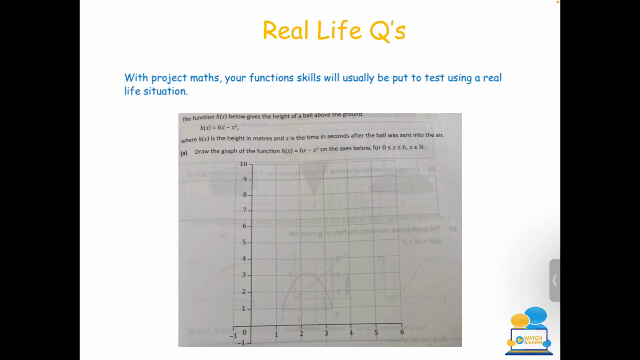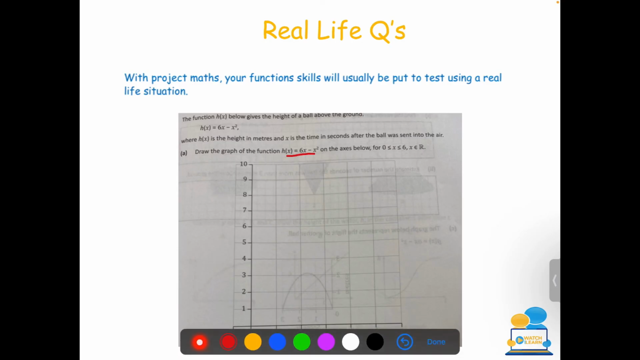Okay, so often in functions, they like to bring in real life questions, especially with project maths being at the forefront these days. So we're going to have a look at an exam style question and give that a go. The function h of x below gives the height of a ball above the ground. H of x is equal to 6x minus x squared, where h of x is the height in meters and x is the time in seconds after the ball was sent into the air. Draw the graph of the function h of x is equal to 6x minus x squared on the axis below for x between 0 and 6.